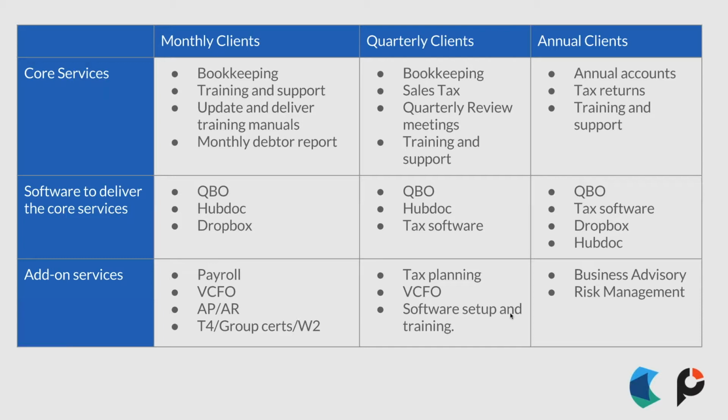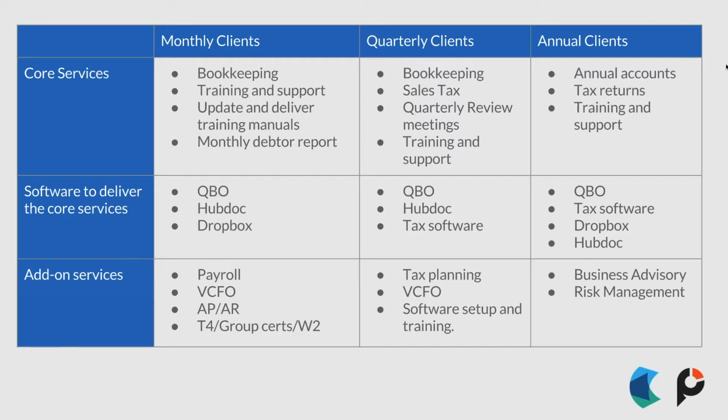On the screen, you can see across the top our monthly, our quarterly, our annual clients. We then look at the core services we're delivering in each of those. So we've got our bookkeeping, training support, update and deliver training manuals, monthly data report. That's monthly core clients. We then push into our quarterly, and you can see what's there. We look at the software we use to deliver for our monthly, quarterly, annual clients. And then you identify the add-on services that you may need to deliver for monthly, quarterly, and annual clients.